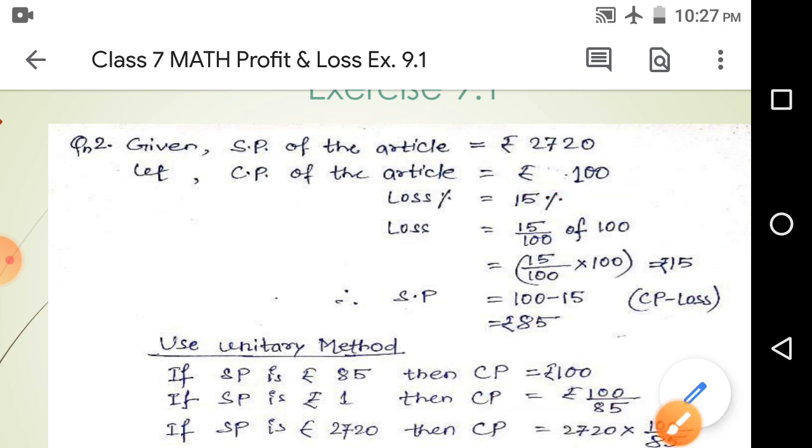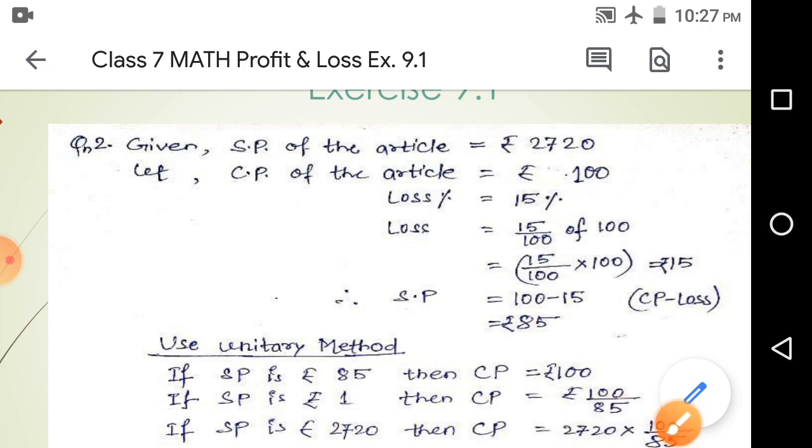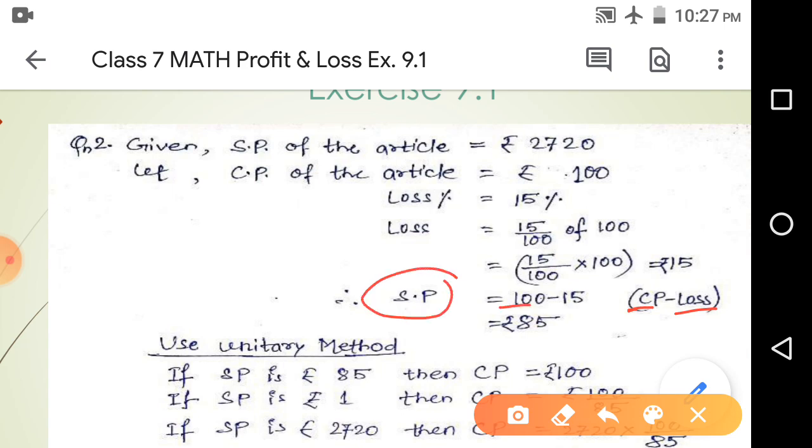So the SP, that means the selling price, for such a condition when the CP is assumed as 100 and the loss is 15%, we have 15 rupees. So cost price minus loss is equal to the selling price. Here 100 minus 15 is equal to 85, which is the selling price.